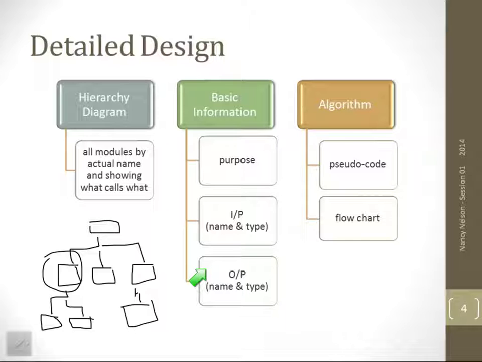Once we've defined the basic information, then we're ready to specify the actual logic. The two main tools we have to do that are pseudocode, which is an English-like representation of the process, or flowcharting, which is a graphical representation. Both of them are going to show exactly what's required in order to accomplish each of the tasks in our hierarchy diagram.